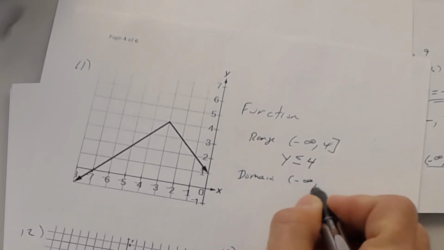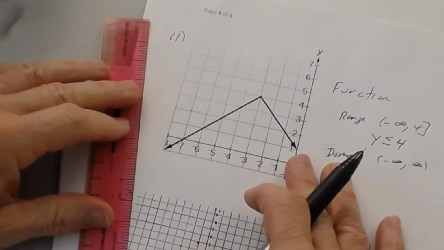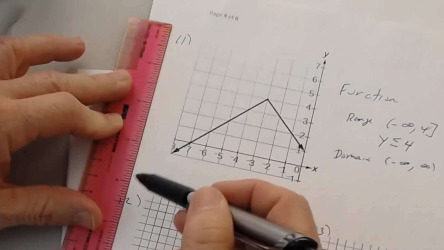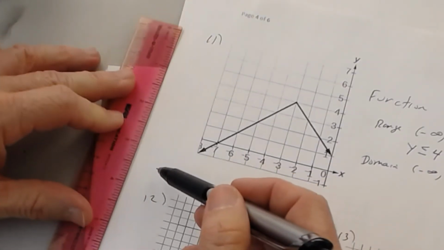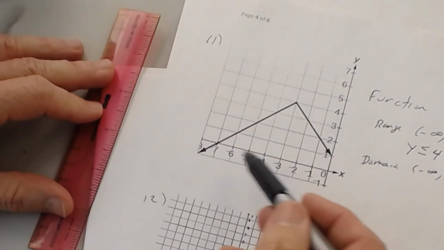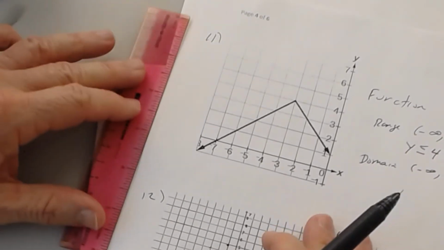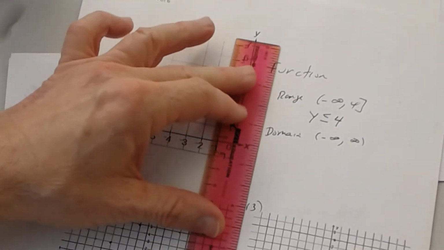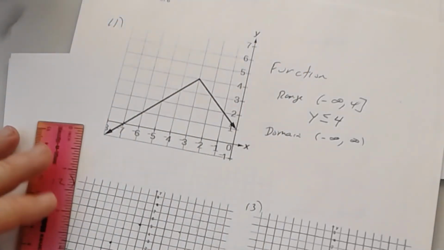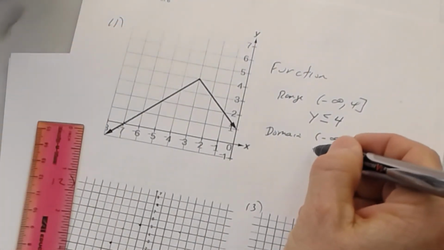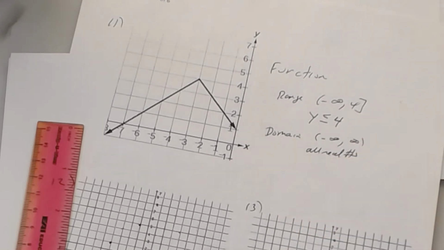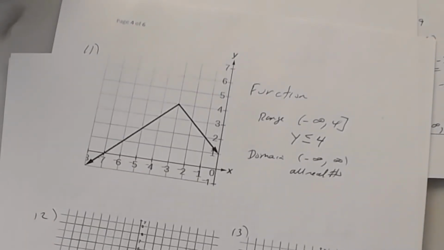What's the domain? Negative infinity to positive infinity because of the arrows, right? So if this is negative 100, am I getting a point on the graph? Yeah. If this is negative 1 billion, am I getting a point on the graph? Yeah. So it's from negative infinity all the way to, and do I ever stop? No. Positive infinity. And in my math lab, you're going to say all real numbers. Okay, so that was number 11.